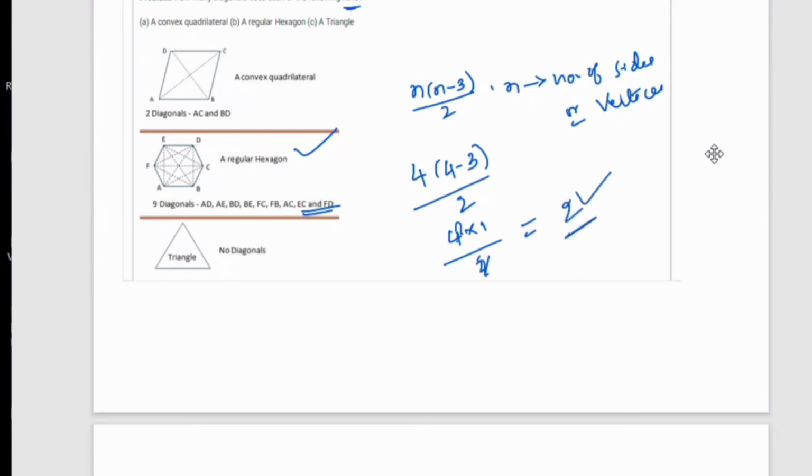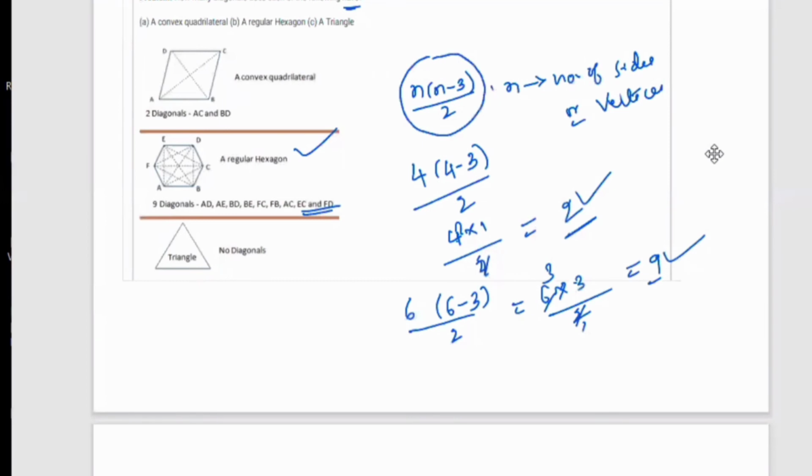If it is 6, in place of n you write 6 into 6 minus 3, divided by 2. That gives us 6 into 3, divided by 2. Two ones are two, two threes are six, so 3 into 3 gives us 9. See, it is very easy for us to remember and find the number of diagonals in any polygon. So what is the formula? This is the formula: n into n minus 3, divided by 2. This is the formula to find the number of diagonals in a given polygon.